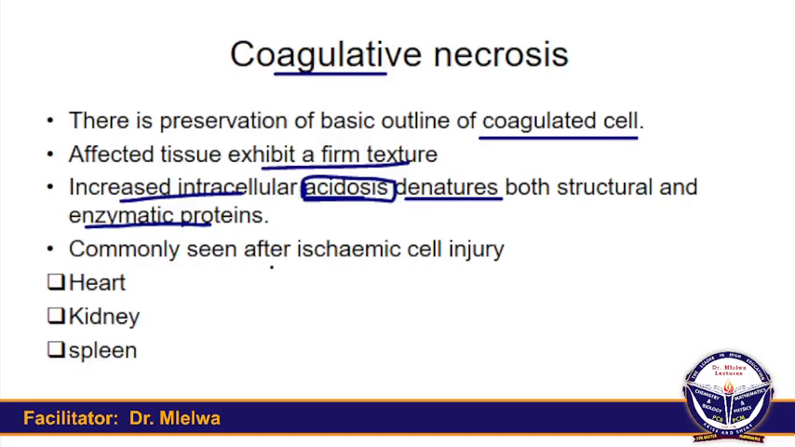So it is commonly after ischemia au ischemic cell injury. Ischemic cell injury inatokana na kukosa oxygen. Ischemia, oxygen imekosekana kwenye tissue, so ile tissue inakufa kimya. Ischemic cell injury, tissue imekosa oxygen. And it can be seen in the heart, in the kidney, and in the spleen.